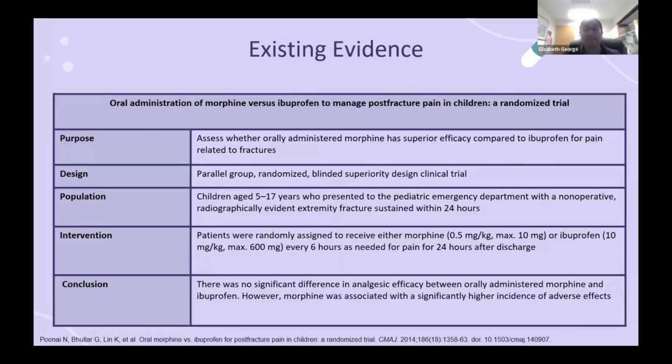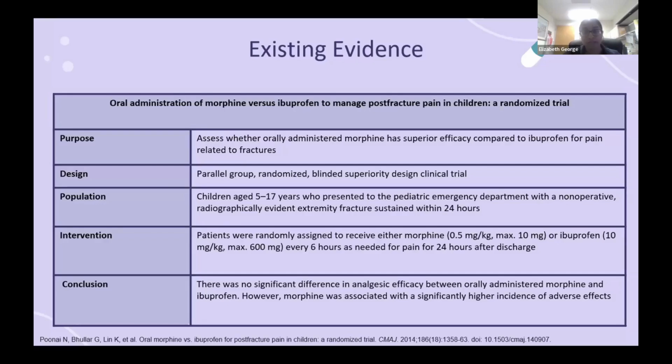And looking at existing literature, one study looked at the oral administration of morphine versus ibuprofen to manage post-fracture pain in children. So the purpose of the study was to assess whether orally administered morphine has superior efficacy compared to ibuprofen for pain related to fractures. The design was a parallel group randomized blind superiority design trial. The population were children aged 15 to 17 who presented to the pediatric emergency department with non-operative radiographically evident extremity fractures sustained within 24 hours.